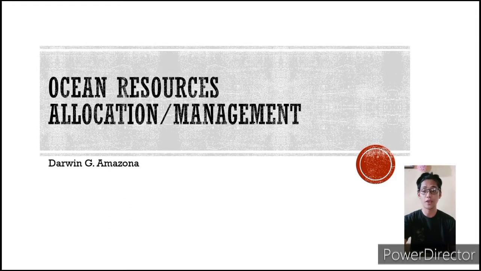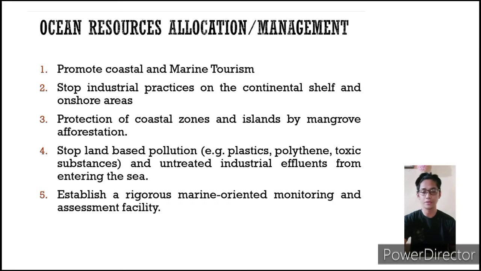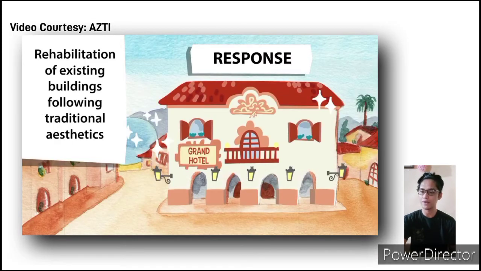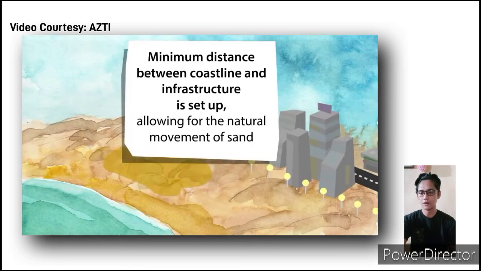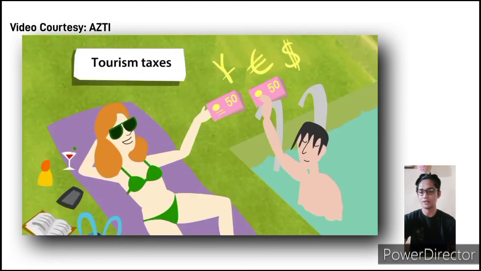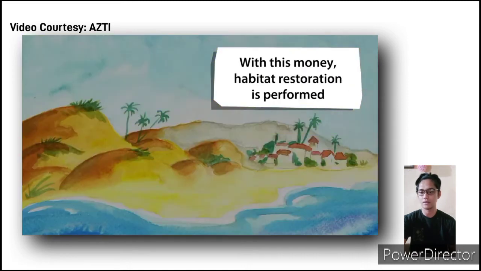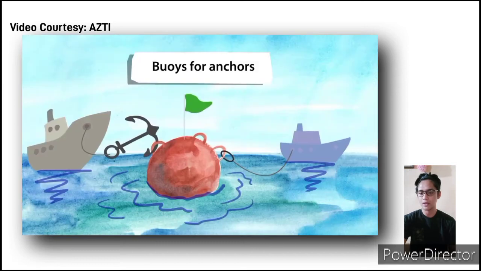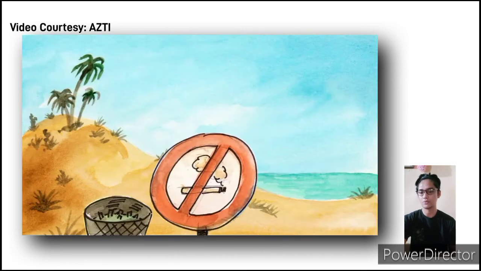Ocean resources allocation management. Number one is promote coastal and marine tourism. Coastal areas are very important in developing sustainable tourism. Although these coastal and marine resources clearly provide amenities for tourism activities, there is a need to focus on practical concerns of environmental protection if the area will continue to serve as a viable resource for alternative tourism.